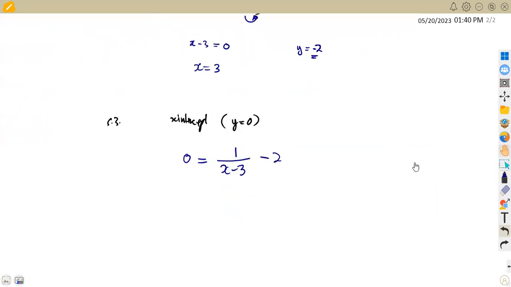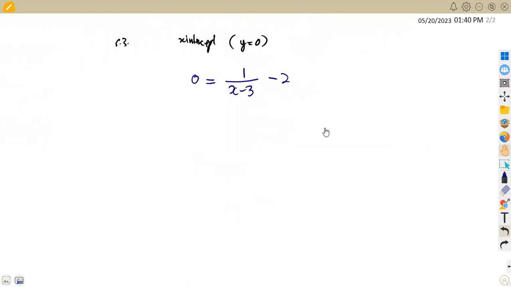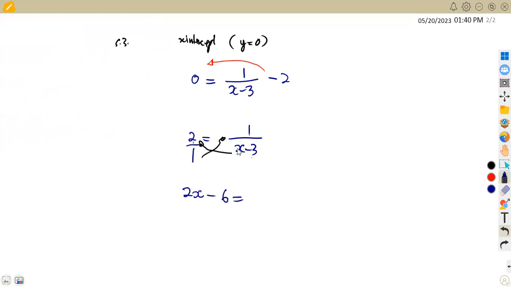So you can calculate for x from this part. What can we do to calculate for x? We can transpose the negative 2 to the other side so that it becomes positive. So that's 2 is equal to 1 over x minus 3. 2 as a whole number is the same as 2 over 1, so in order to find x, we can simply cross multiply. So this is 2 times x, which is 2x, 2 times negative 3, which is negative 6, which is equal to 1 times 1. Take note, 1 times 1 is 1.